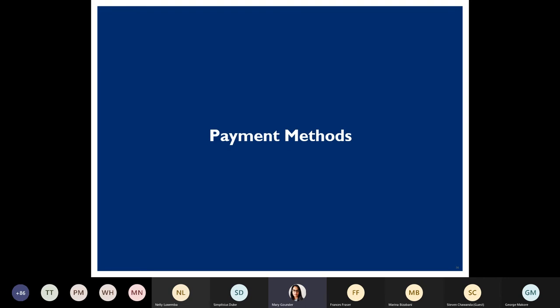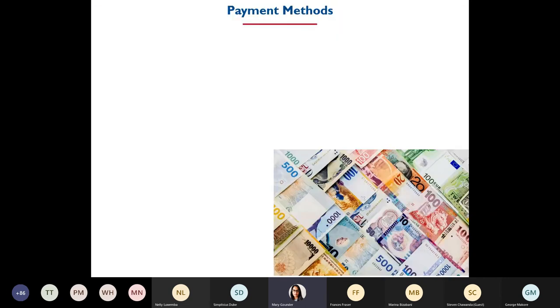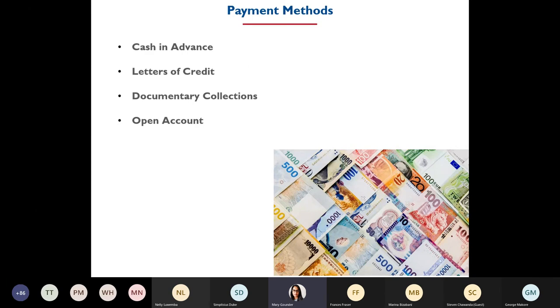Okay, moving on to payment methods. Okay, so we ultimately have four payment methods. Okay, you've got cash in advance, which is me paying in advance when I order, and to confirm that order, I will pay the $800 or $1,000 or whatever you've quoted me and sent me on my invoice. So you do not have to wait for payment once the delivery has been made. Now, ultimately, for me, the buyer, this is very risky because I could pay the money and maybe I will not get the goods that I've ordered.